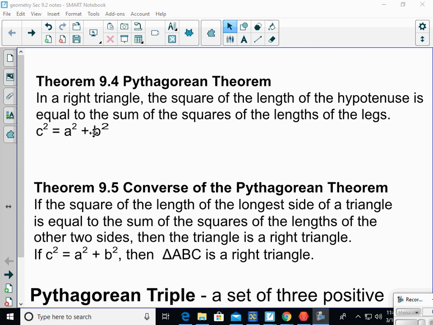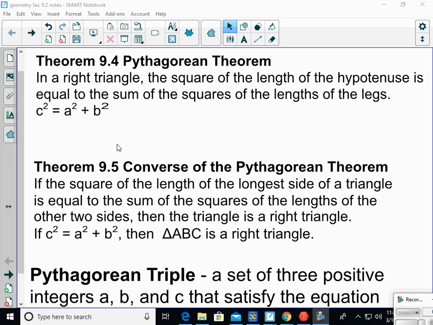A and B are both going to be the lengths of the legs, so the square of the length of the hypotenuse is going to be equal to the sum of the squares of the two legs. The converse of that says if the square of the length of the longest side of a triangle is equal to the sum of the squares of the lengths of the other two sides, then we know the triangle is a right triangle. So basically, if it fits into the formula C squared equals A squared plus B squared, it works, we know it's a right triangle.